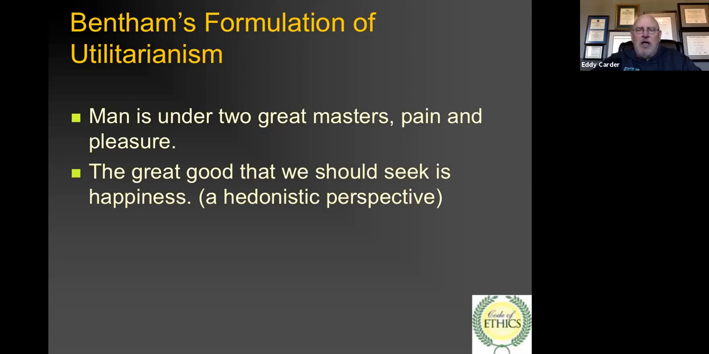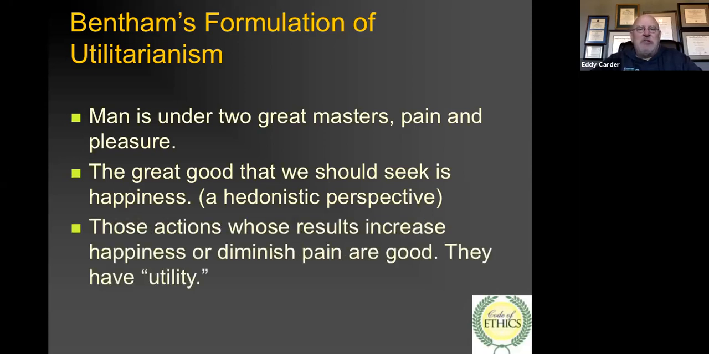not just physical pleasure. Now, it says this is a hedonistic perspective. Hedonism simply refers to the desire for pleasure. If we are hedonistic, we are pleasure oriented. Now, once again, not just physical pleasure, but pleasure in the sense of enjoying life in its totality: physical, social, cultural, intellectual, etc. Next, those actions whose results increase happiness or diminish pain are good.